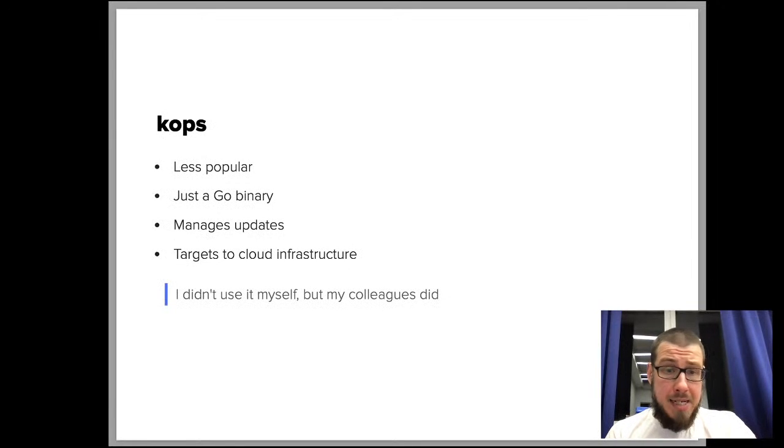Second is kops. I didn't use it myself, but my colleagues did. So kops is a little bit less popular. It's just a Go binary. It can bootstrap a cluster and manage updates for you. And kops is targeting cloud infrastructure. So kops is best when you have virtual machines somewhere in the cloud, and you can use kops to create a cluster there. Once again, I didn't use it by myself. I can only judge by the comments of my colleagues.